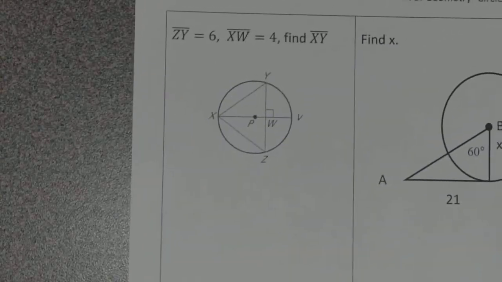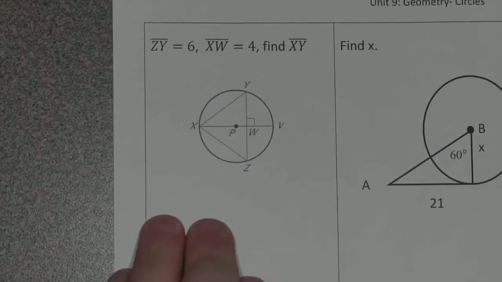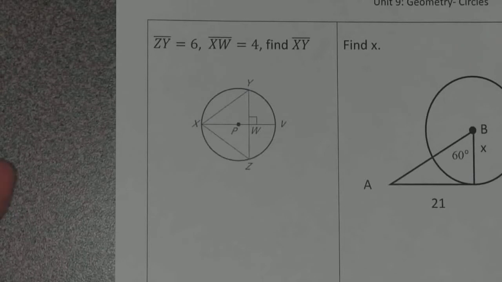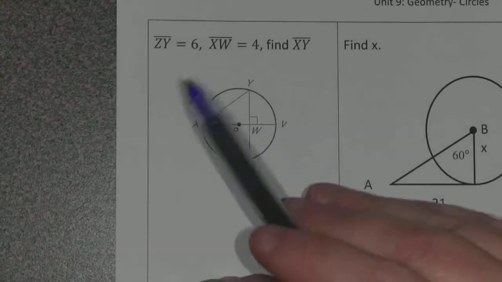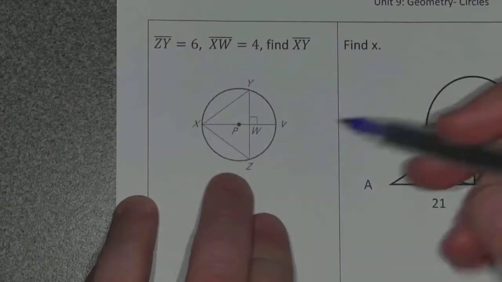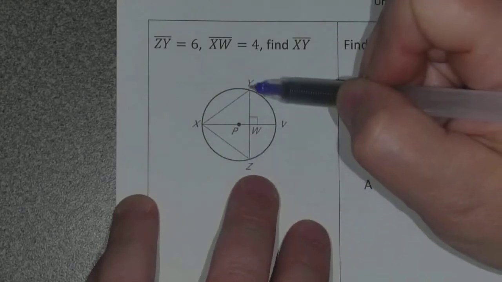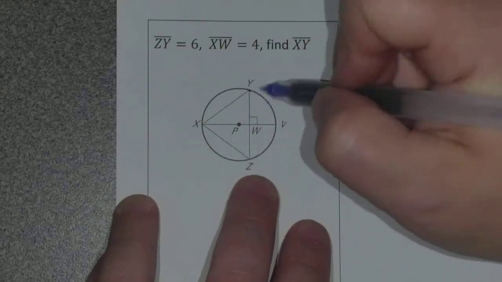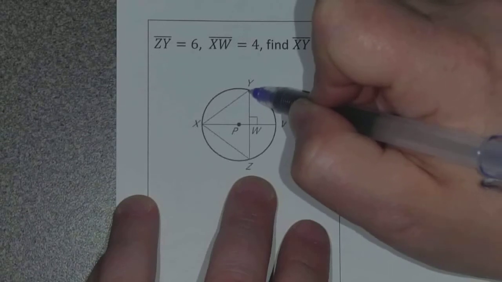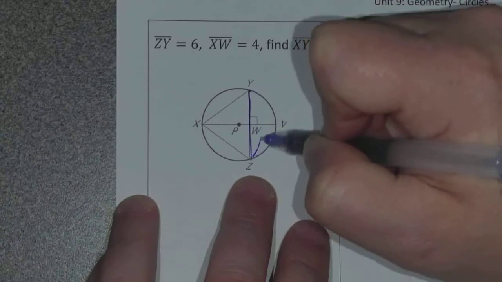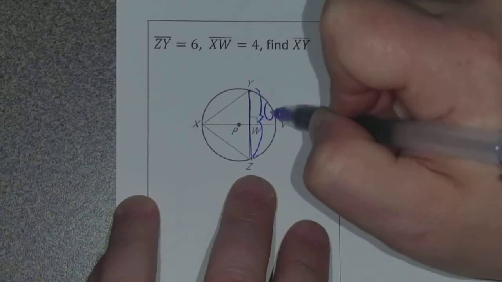All right, let's look at another example. Let's label what they give us, and then let's see if we can figure out what they're wanting us to do here. So it says ZY equals 6. So from Z to Y, this whole length right here equals 6.